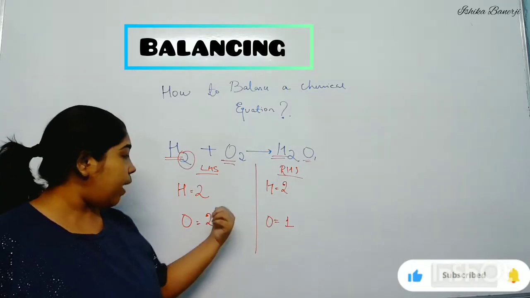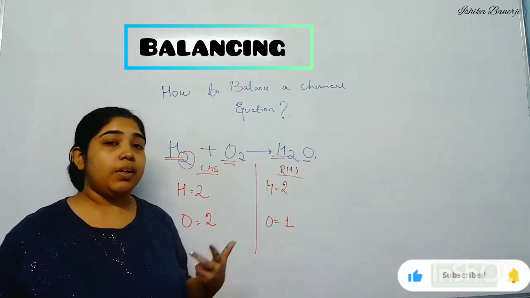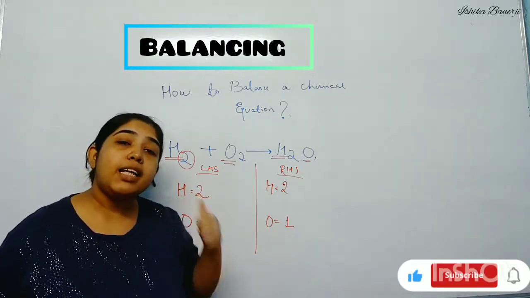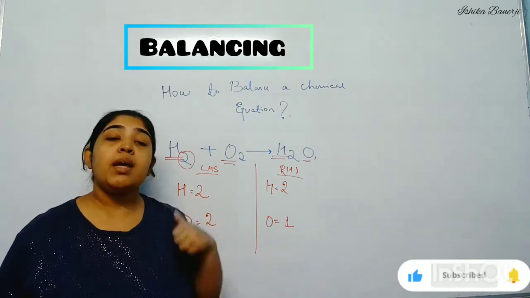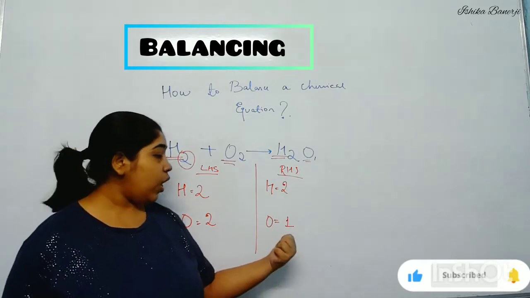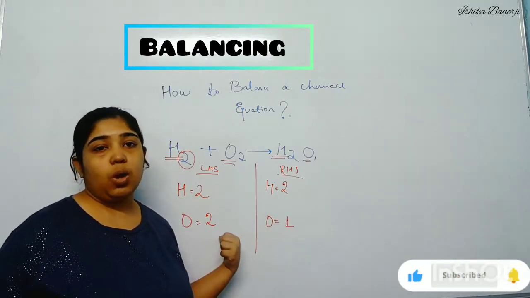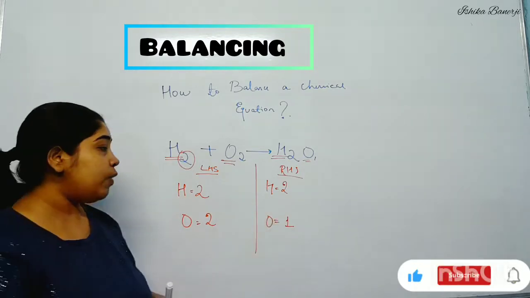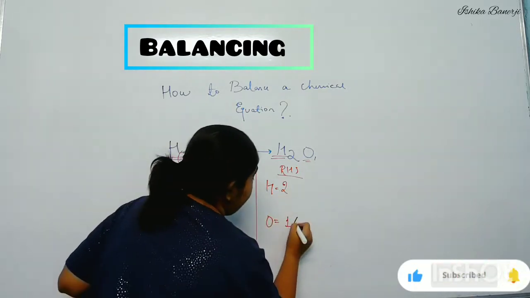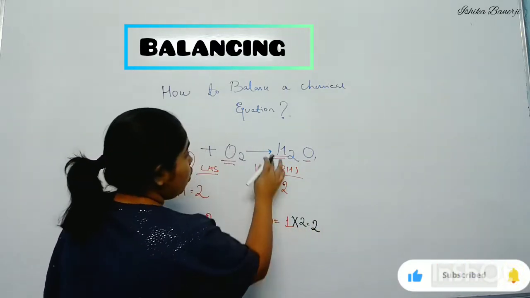So if I multiply, now see, in balancing you cannot add, you cannot divide, you cannot subtract. You can only multiply it with something. So here O is 2. So what can I do? What can I multiply with O so that it becomes 2? I know if I multiply 1 with 2, then it becomes 2. Correct? Then it becomes 2.